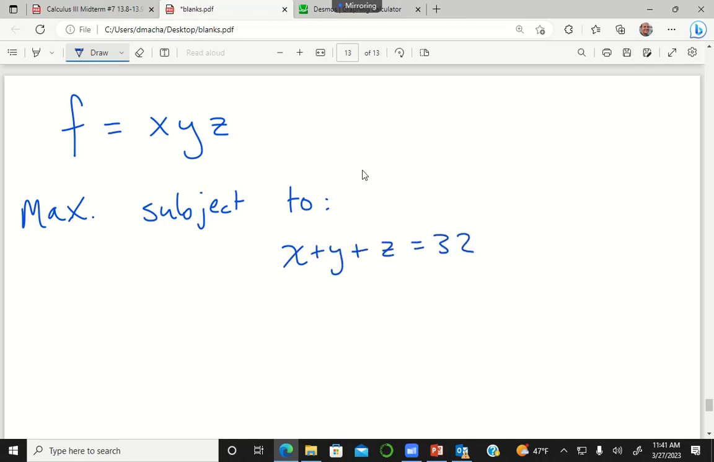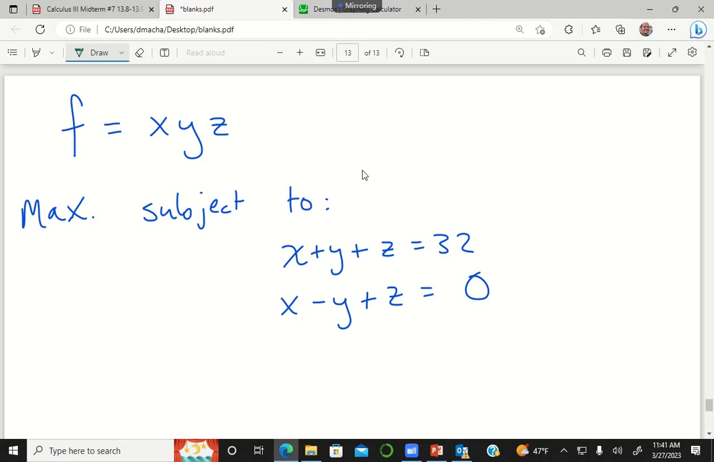Actually, I have two constraint equations. Let's see if this is going to be an issue. So notice that now my function is a function of 3 variables. And again, now I have 2 constraints.